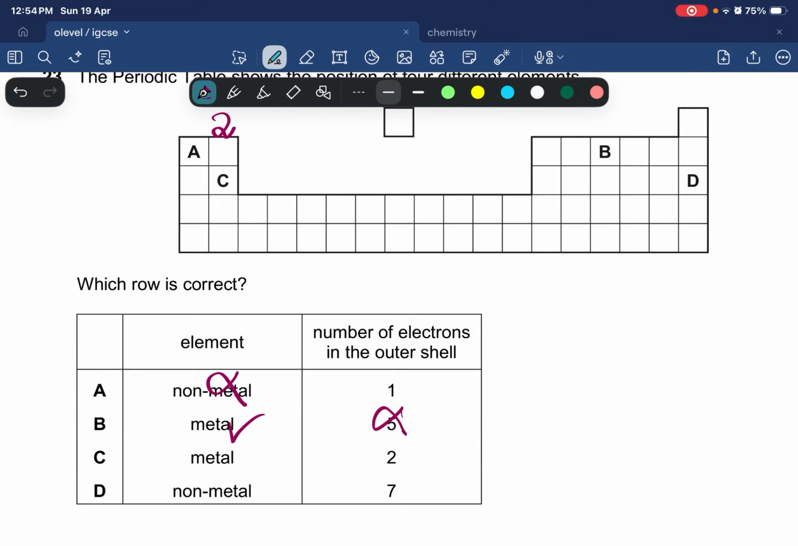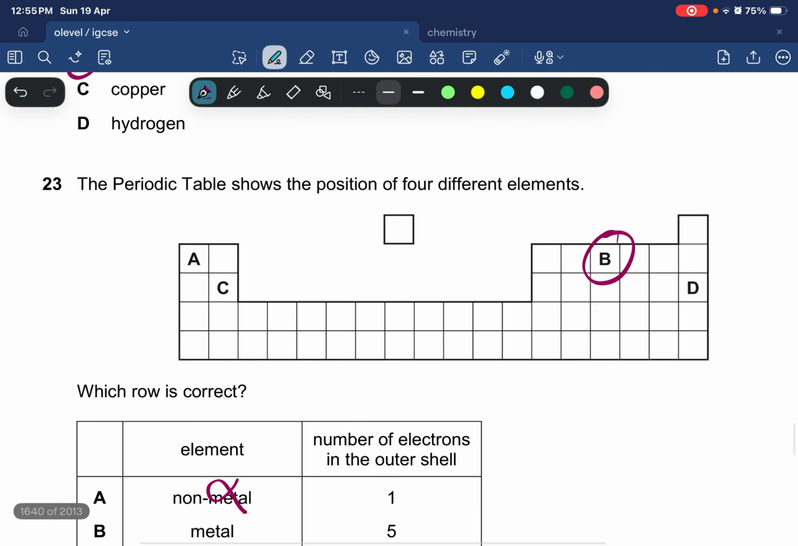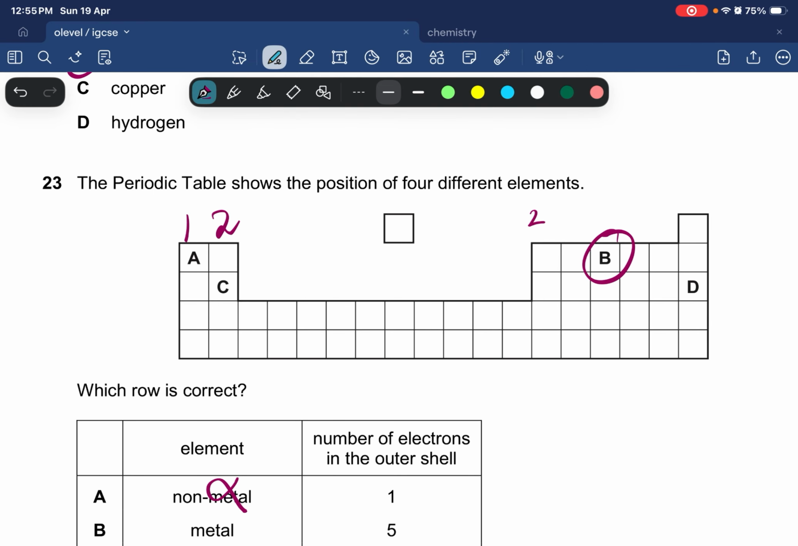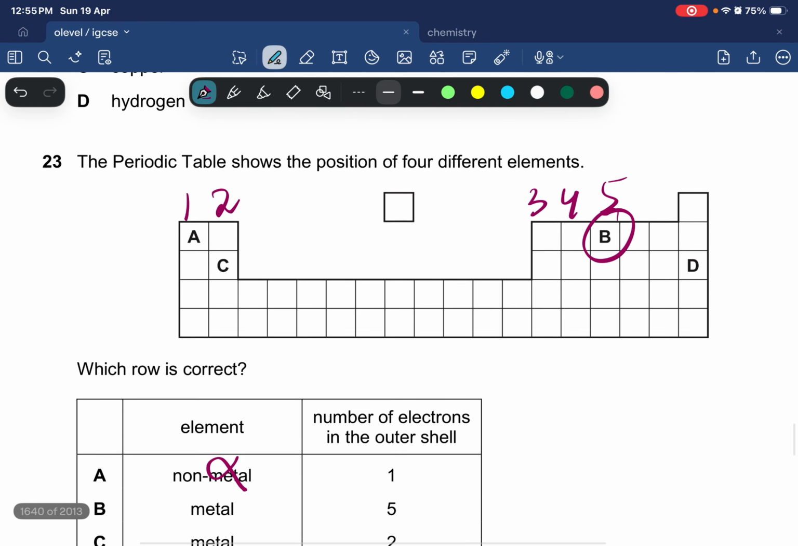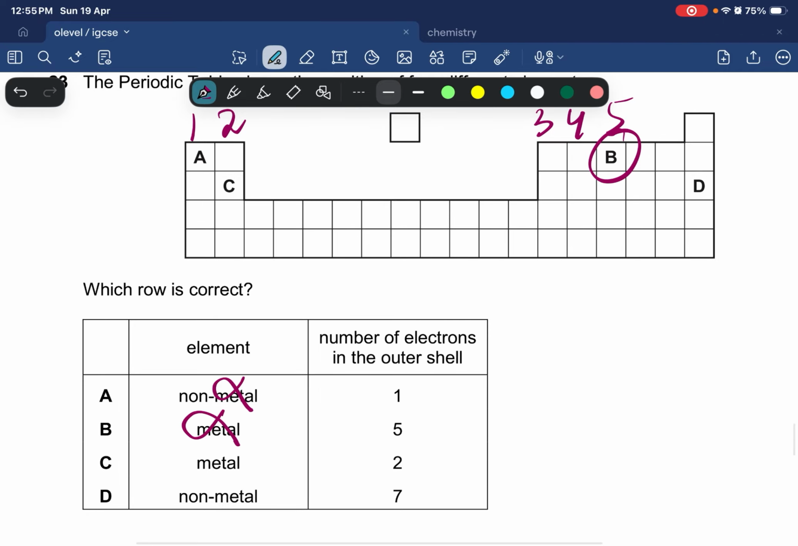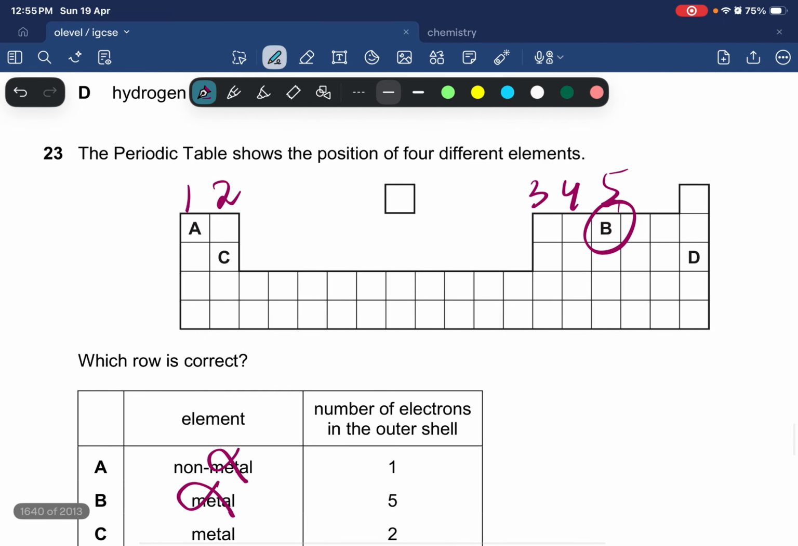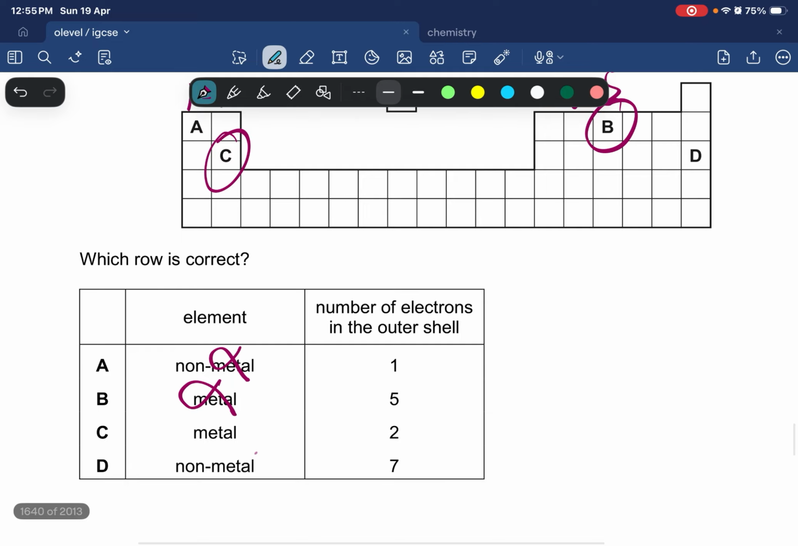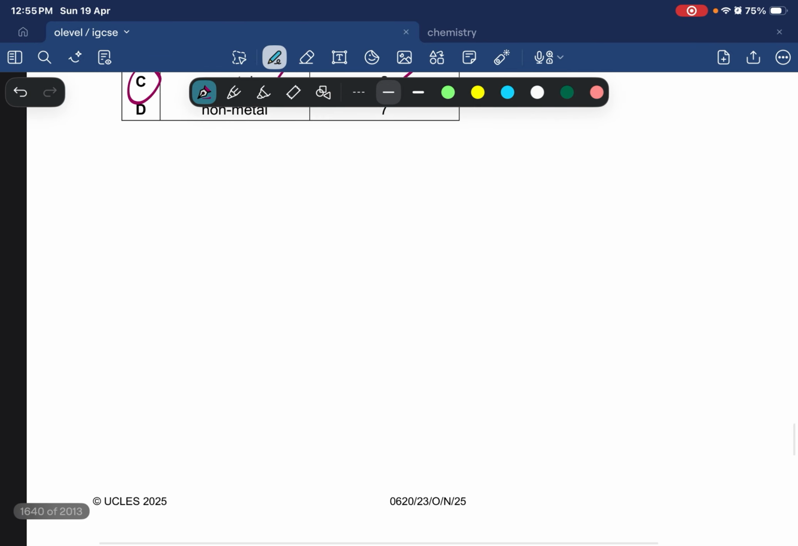So cross. C is a metal? No. Sorry, I'm so sorry. I didn't realize one thing, that this is B. I thought this was B. B is in group 1, 2, 3, 4, 5. So firstly, it's a non-metal because it's in group 5. So this is again a cross. C is a metal and it's in group 2. So it's going to have 2 electrons in the outer shell. Got it?